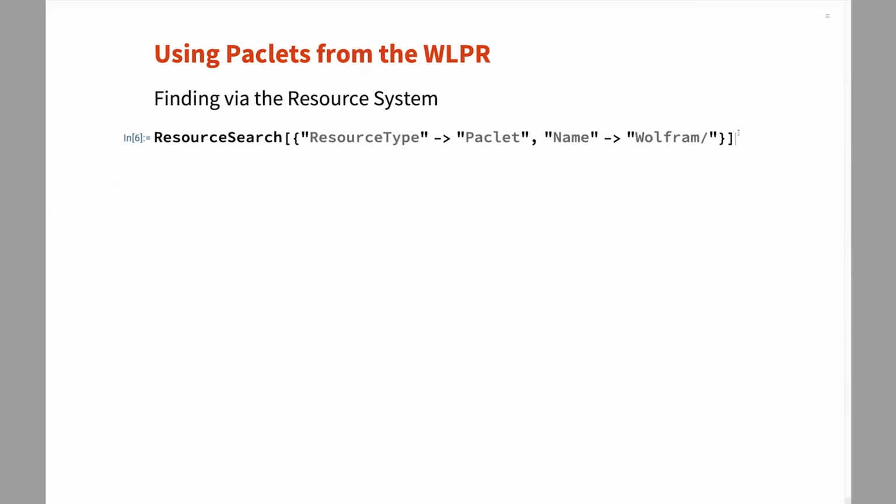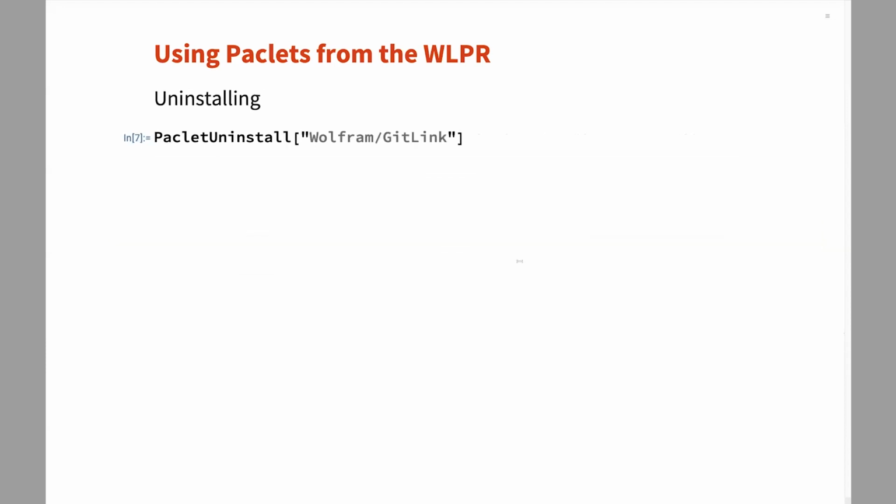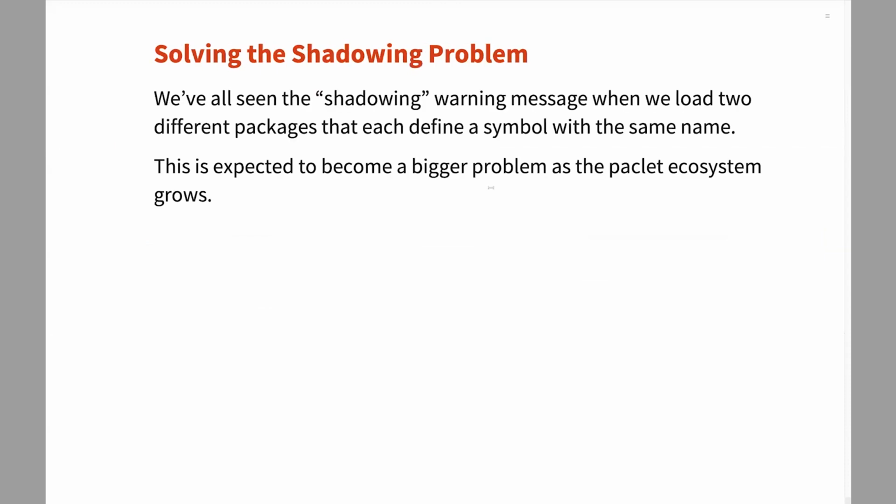Then, because the Paclet system is integrated with the resource system, you can also use ResourceSearch to find Paclets. So this is going to find me all Paclets that are available out in the world that the resource system knows about that have a publisher ID of Wolfram. And this returns it in a readable dataset form. All right, so that's searching. And then of course, if I want to uninstall a Paclet, it's just PacletUninstall. And now it's gone.